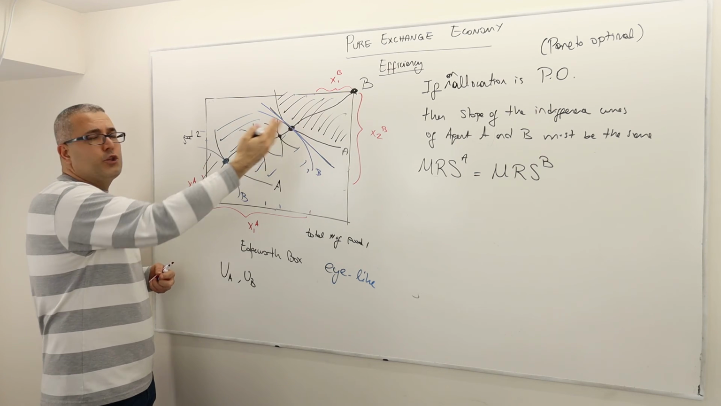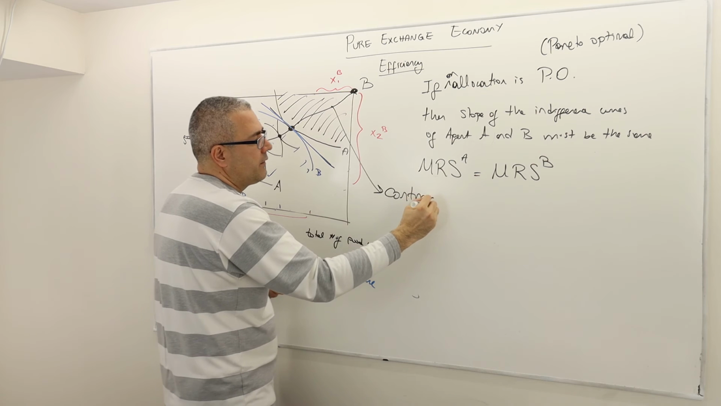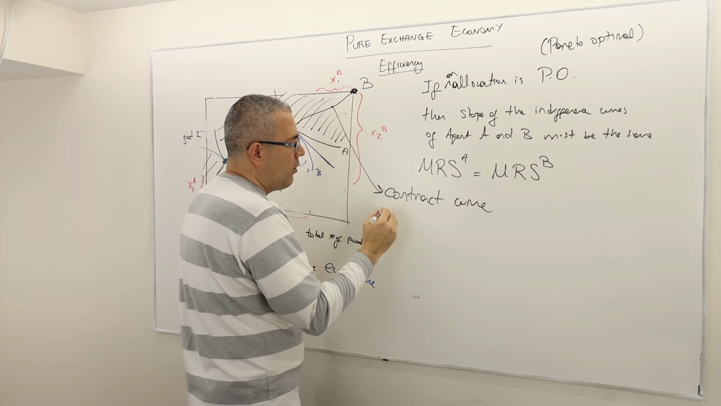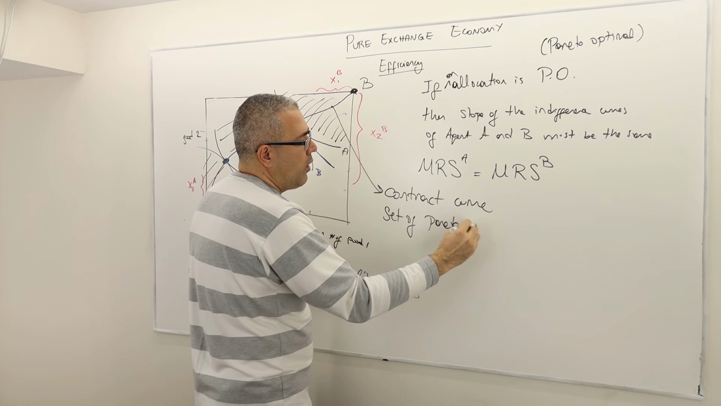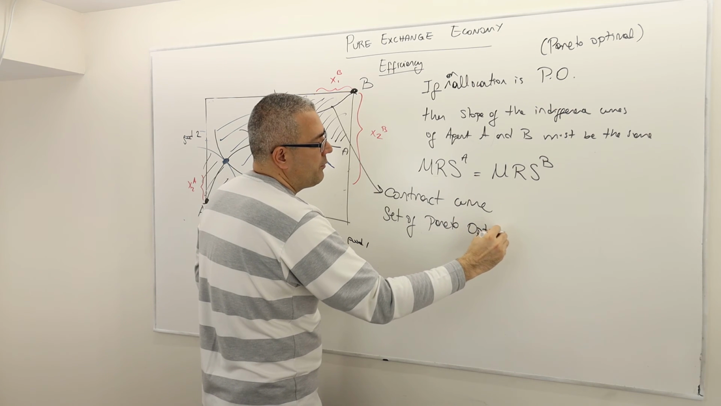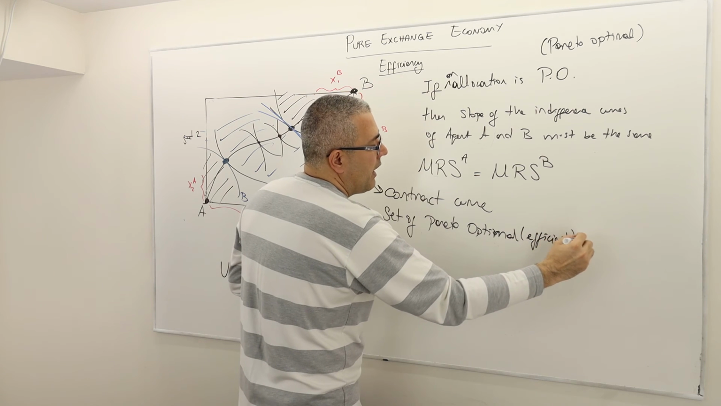And by the way, this curve we call the contract curve, or the set of Pareto optimal or efficient, same thing, allocations.